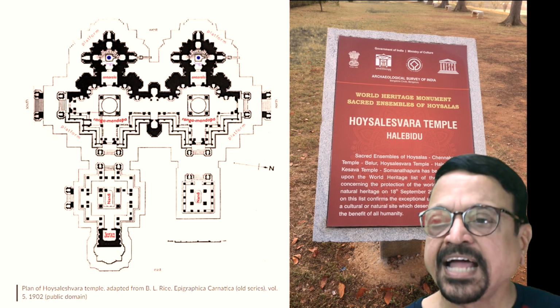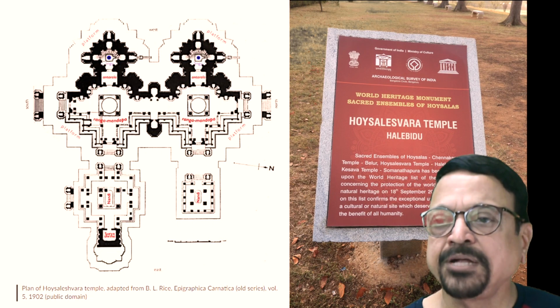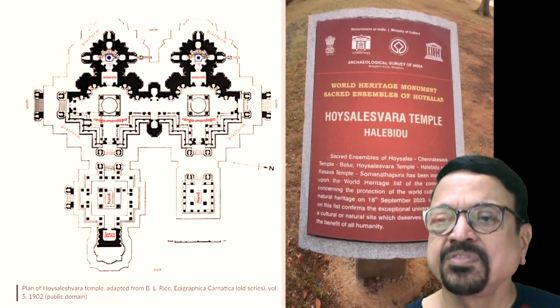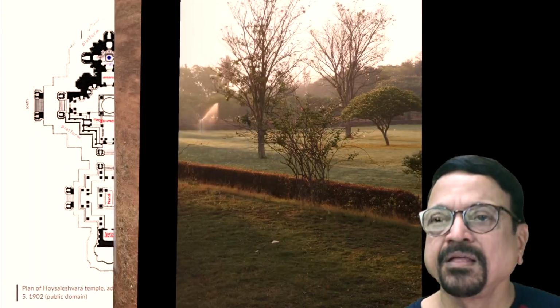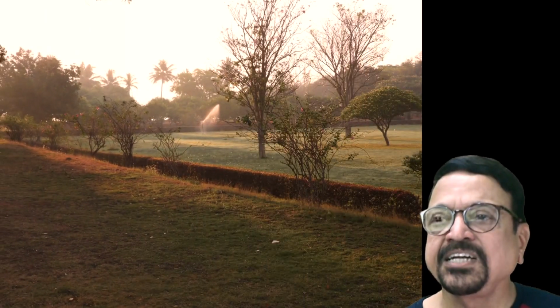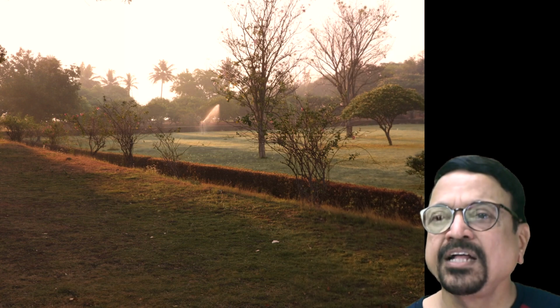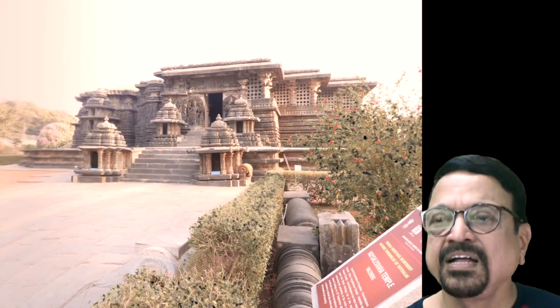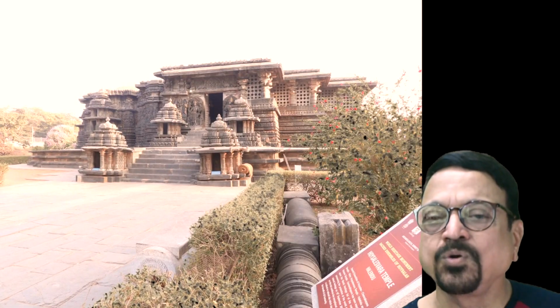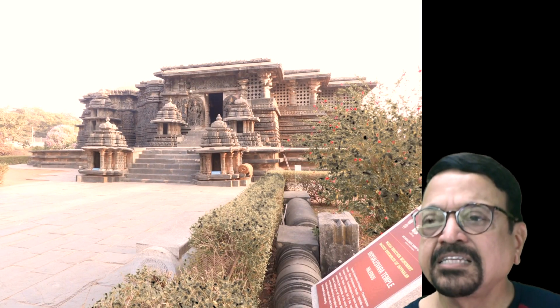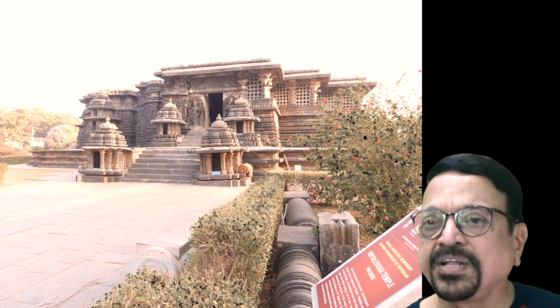We acknowledge with thanks the public domain map. Now this is the exterior. It's beautiful, it's a garden, and you will see a fountain. Now once you are a little outside the temple, you can find some structures in the premises. They are called pillars.